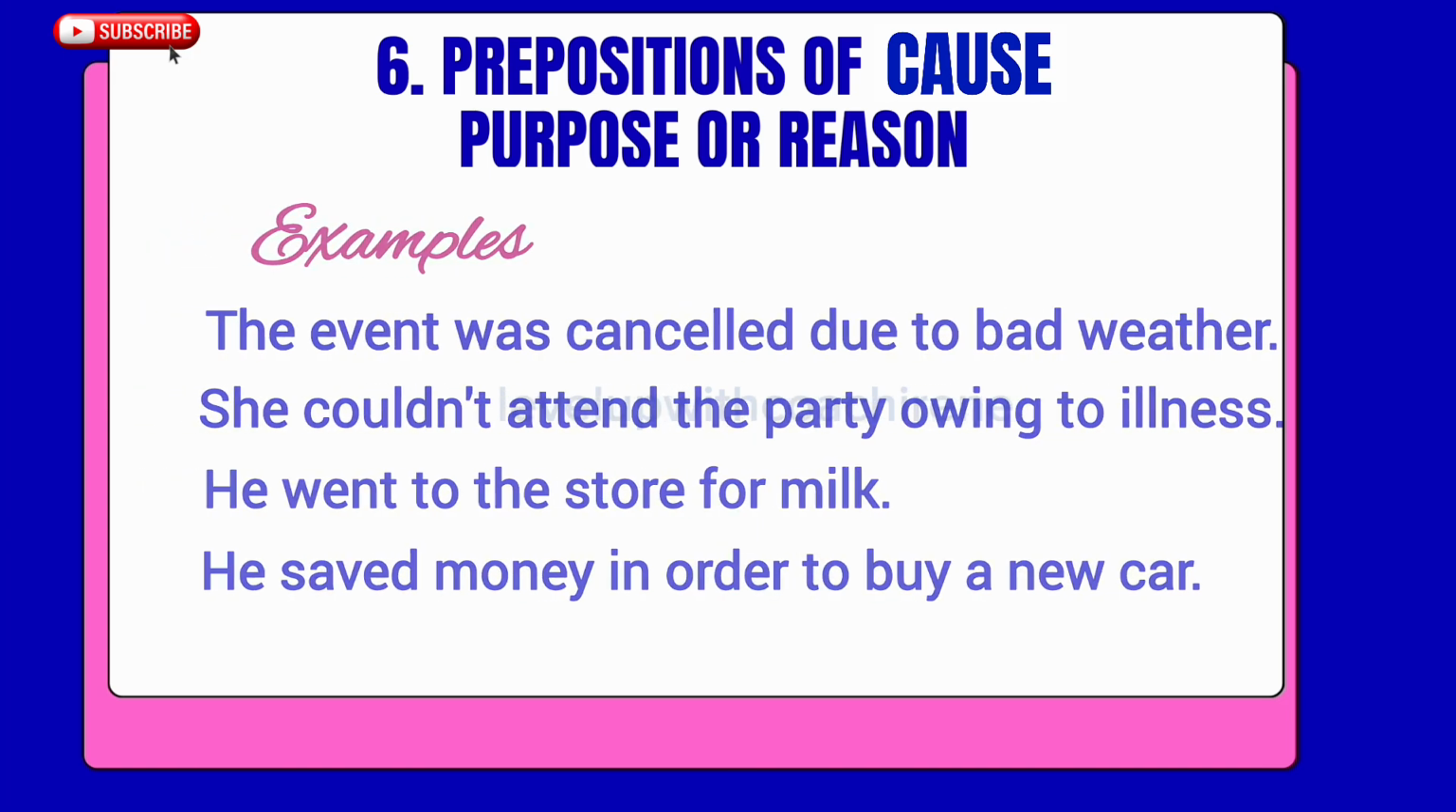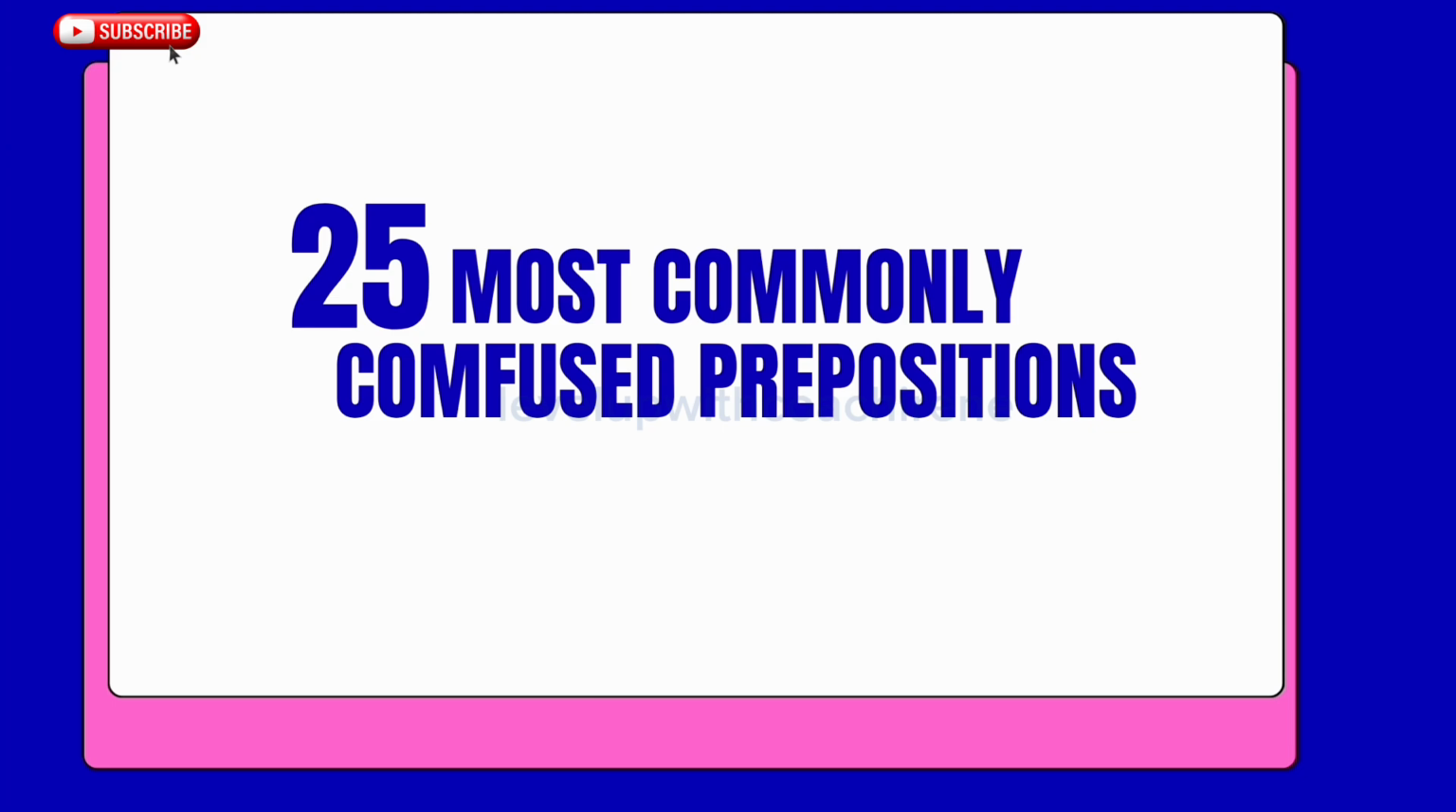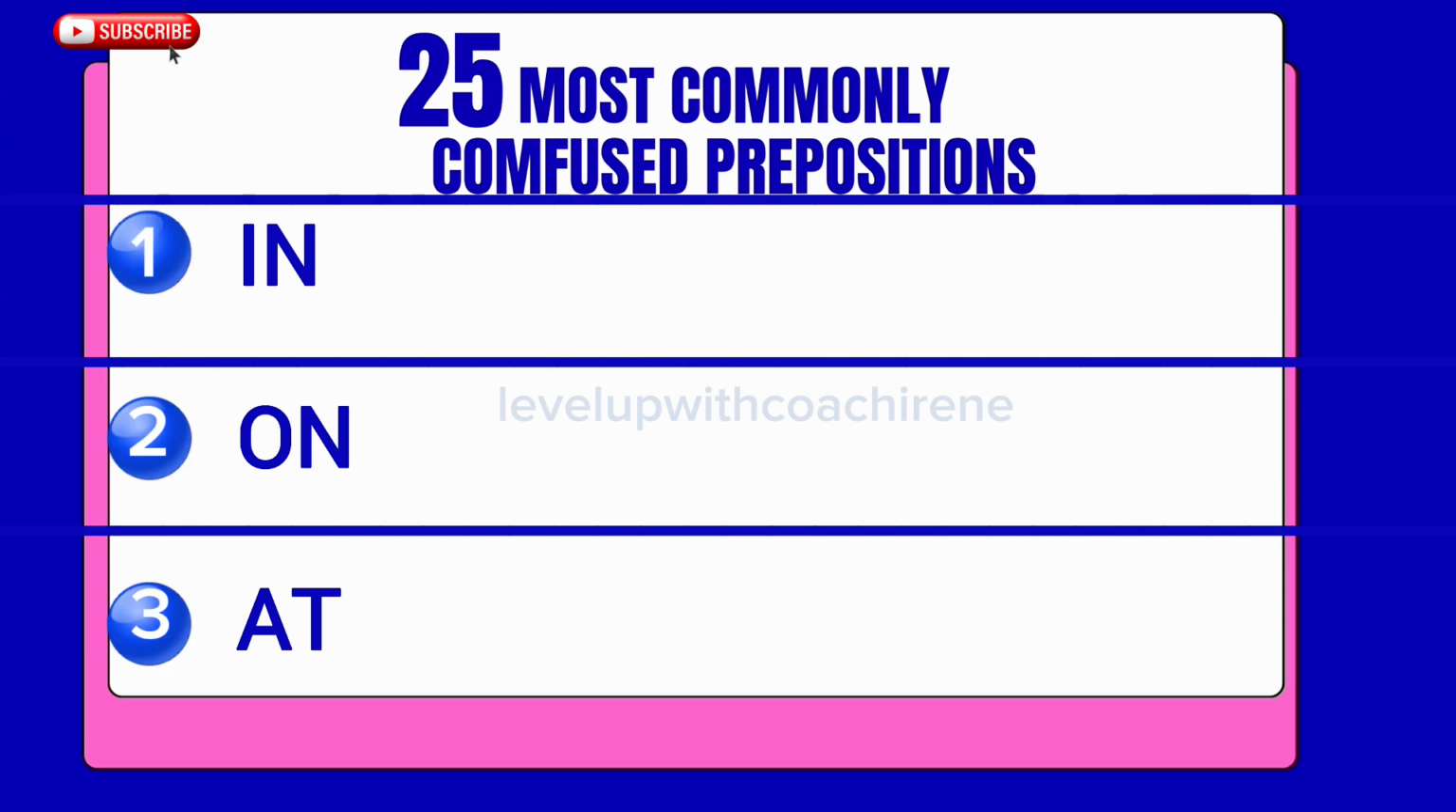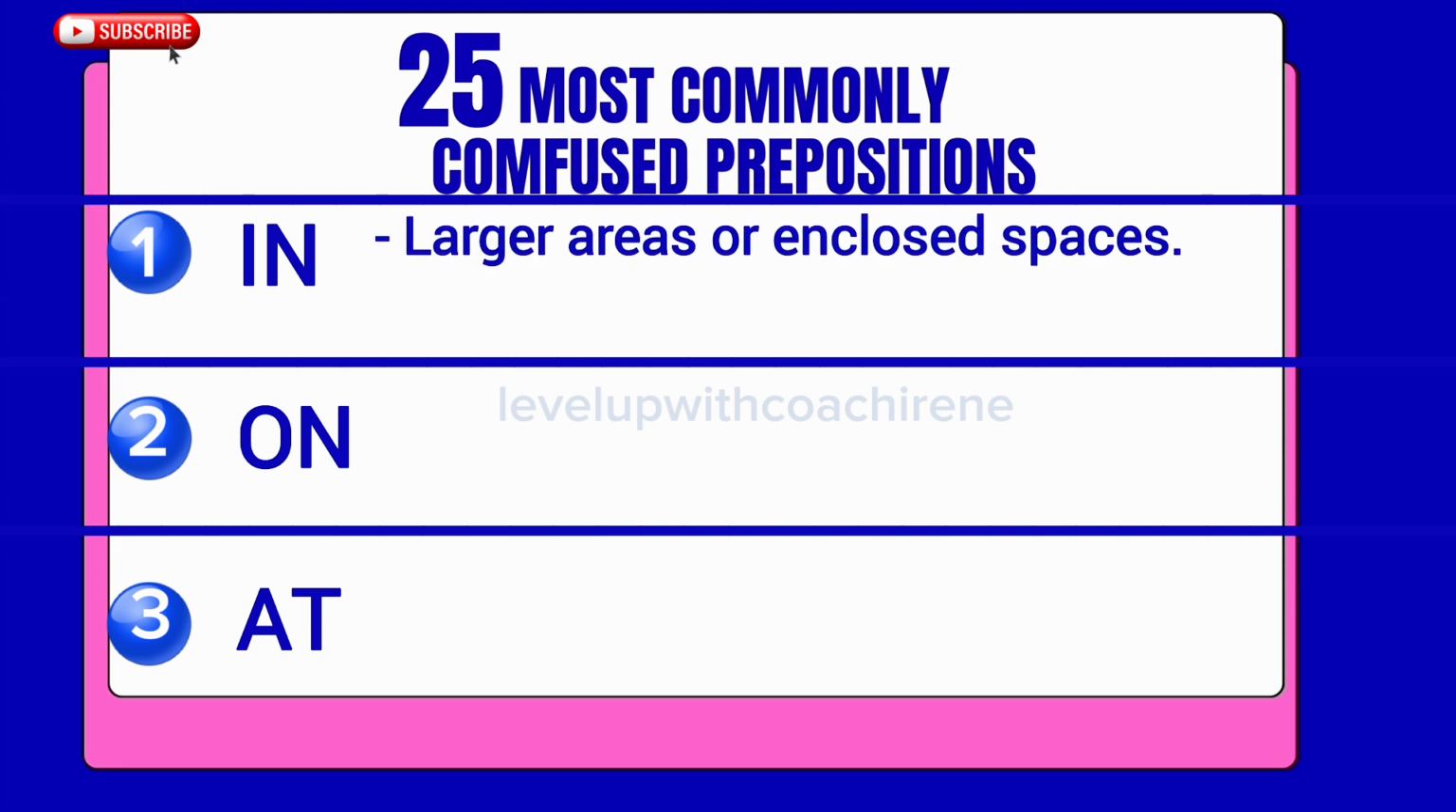To proceed in this lesson, let's look at 25 most commonly confused prepositions. To begin with, let's look at in, on, and at. The prepositions in, on, and at are used to indicate place and time, but they are applied differently depending on the level of specificity. In is used when referring to larger areas or enclosed spaces. Think of in as referring to something inside a larger area or volume.